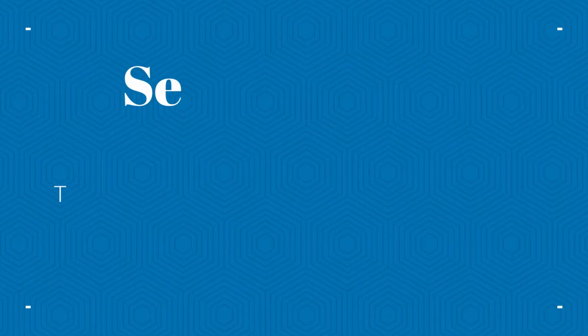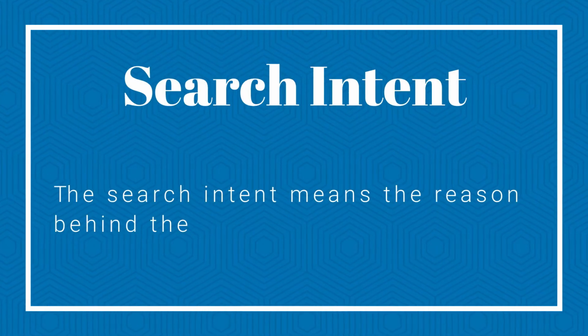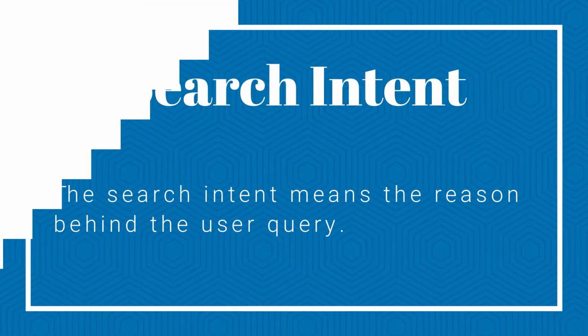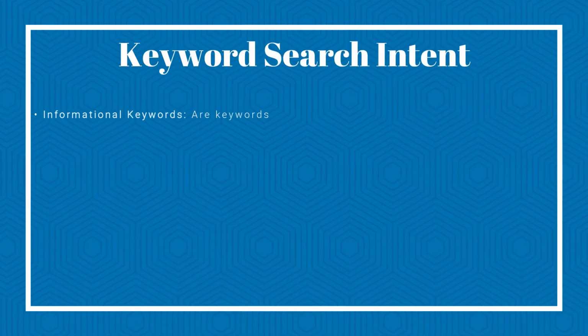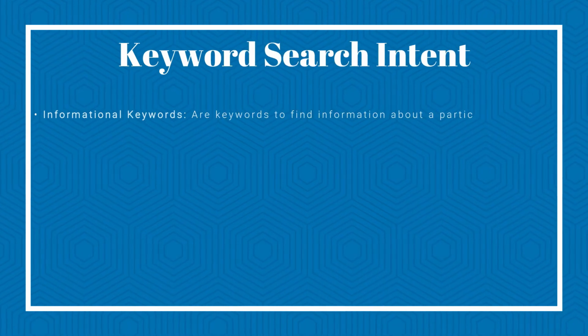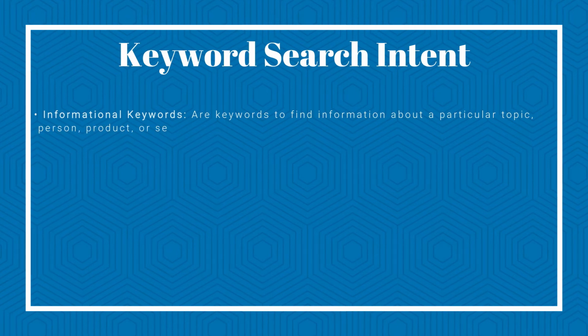So the first thing you want to look at is the search intent. Simply said, search intent means the reason behind the user query. In general, there are 4 different types of keyword search intent. The first is informational keywords, which are keywords to find information about a particular topic, person, product, or service. Often these are the question keywords such as what, how, when, why.